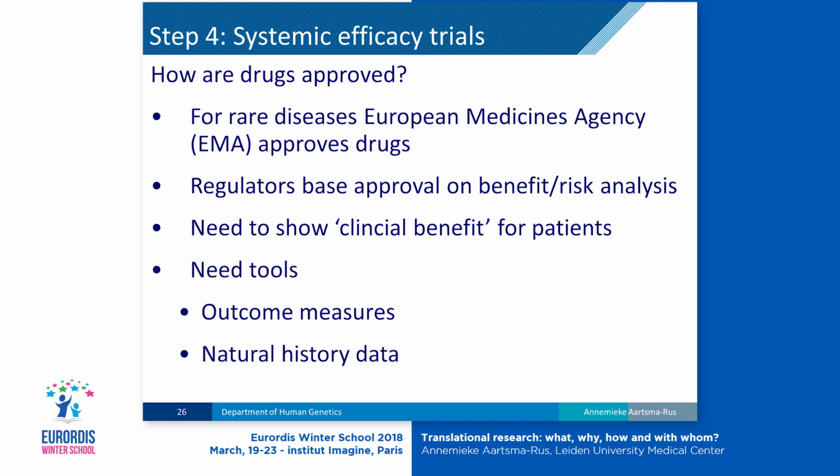And for rare diseases, you all know this, drugs are approved by the European Medicines Agency. And what do they look at? Benefit-risk analysis. And what you need to show is clinical benefit. And before, we were quite naive. So before we thought, well, we just need to show that dystrophin is back after we treat the patients. And then they will believe that, well, if the dystrophin is back, that will make the patients better.